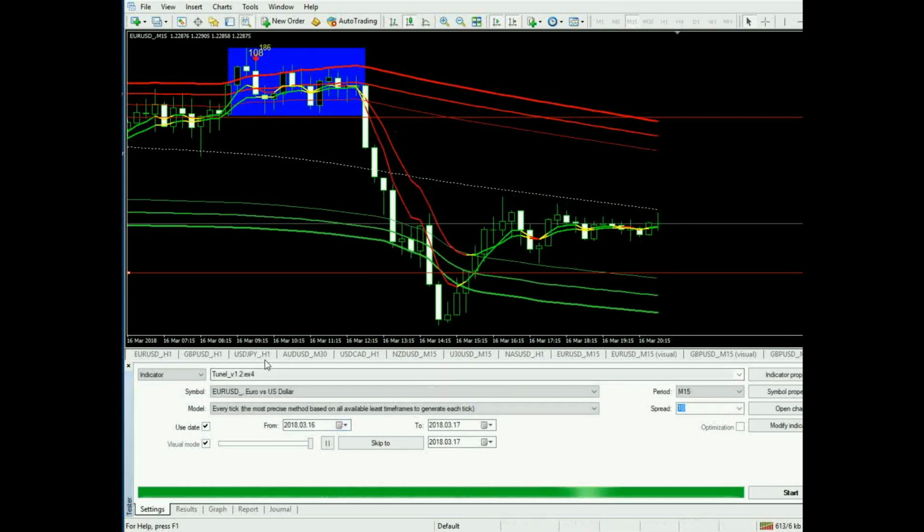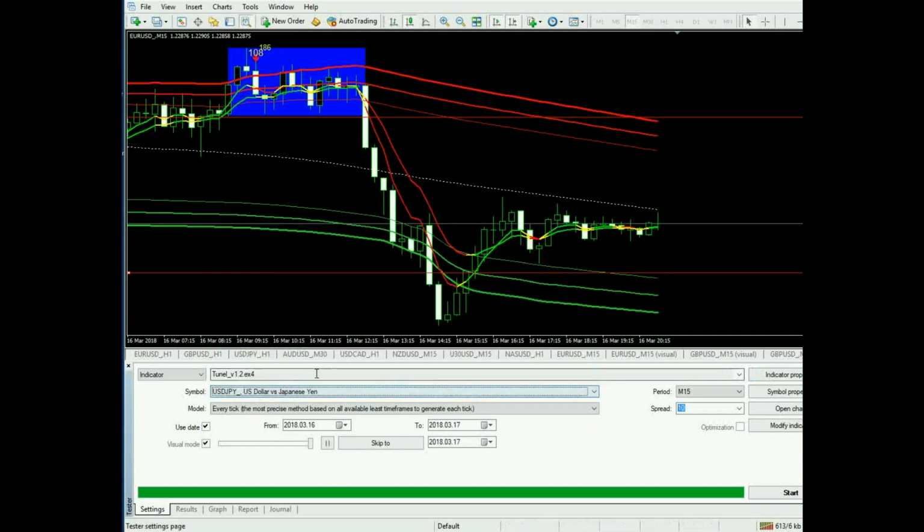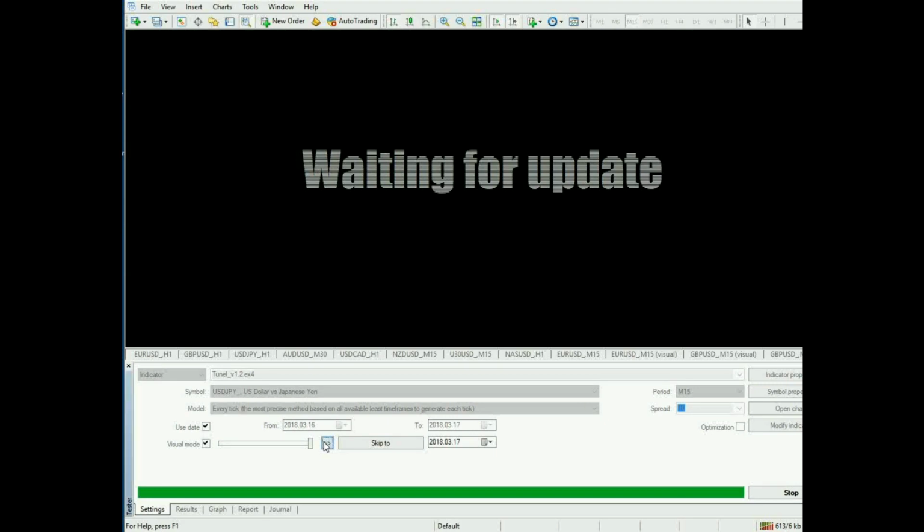Okay, finished. I think we can check one more pair, maybe yen. I usually trade only 4 major pairs. So let's go and have a look. US dollar, Japanese yen. We're going to pause it.